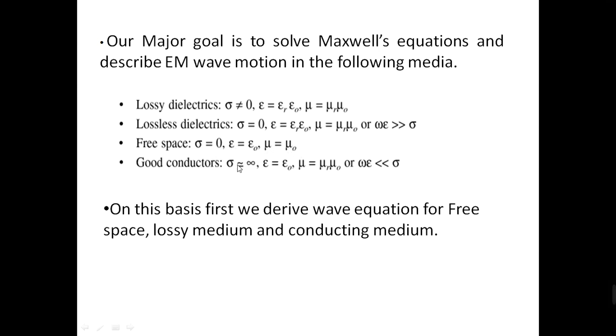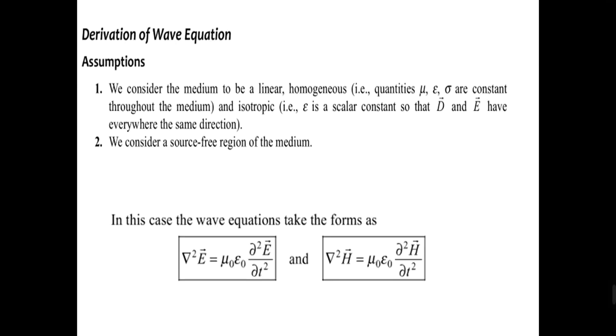And for good conductors, the conductivity is infinite, epsilon is equal to epsilon naught, mu is equal to mu r mu naught, or omega epsilon is always less than conductivity. On this basis, first we derive the wave equation for free space, lossy medium, and conducting medium. Now I'm going to consider the case of deriving the wave equation for free space.